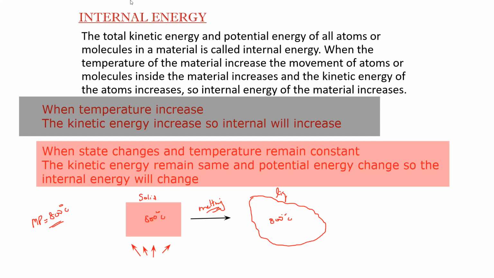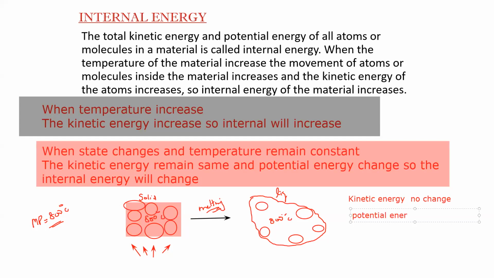So as the temperature is not changing, when we compare the kinetic energy, kinetic energy refers to temperature, so there will be no change in kinetic energy. But in a solid, the particles are tightly packed together. When a solid is converted into liquid, the particles move away from each other, so they will have more potential energy. What happened to potential energy of the particles? That increases because the particles move away from each other.